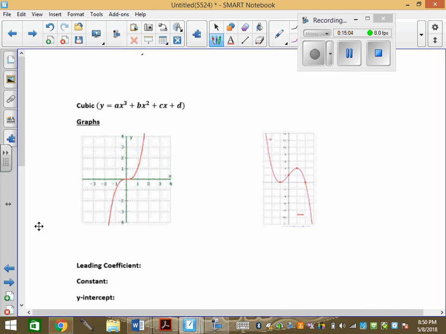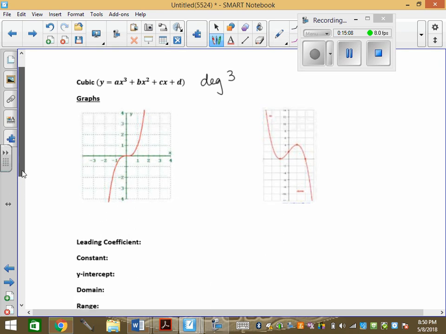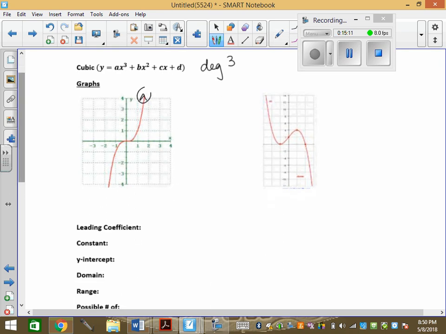Then we have degree 3, cubic. These follow all the same rules as degree 1. I have a positive leading coefficient because it ends up on the right. I have a negative leading coefficient because it ends down on the right. My constant is my y-intercept. So this one is at 0, so my y-intercept is at (0, 0), because x equals 0. This one, my constant is 1, and my y-intercept is at (0, 1).